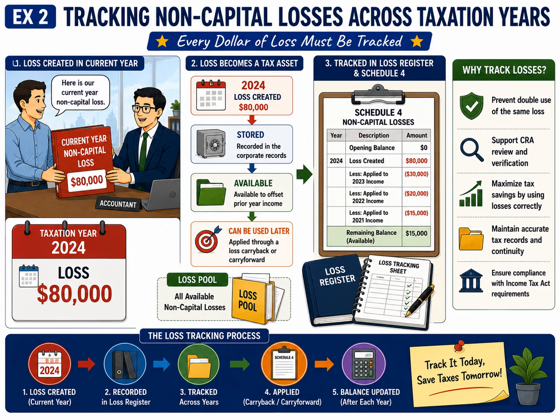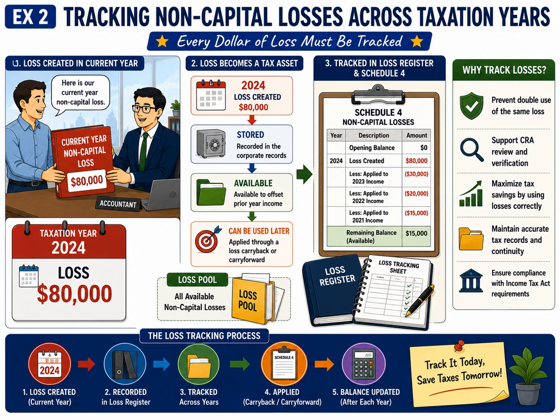Schedule 4 plays a central role in this process. It serves as the corporation's official loss tracking schedule. Rather than simply showing the current year's loss, it maintains a history of the loss by recording the opening balance, any amounts applied to other taxation years, and the remaining balance that is still available for future use.